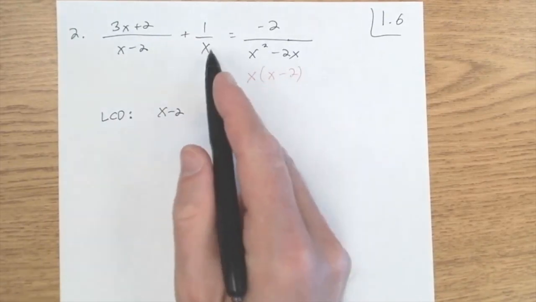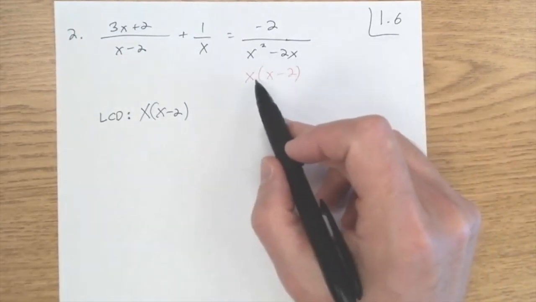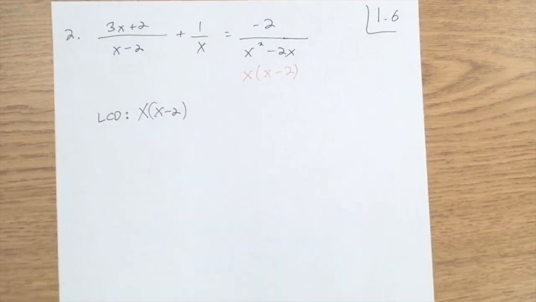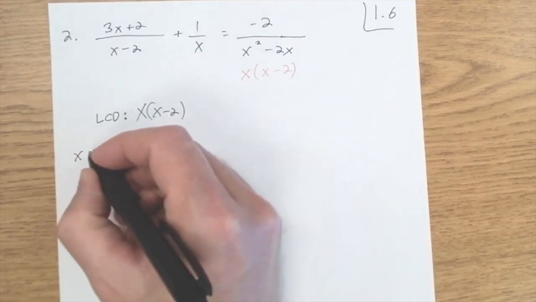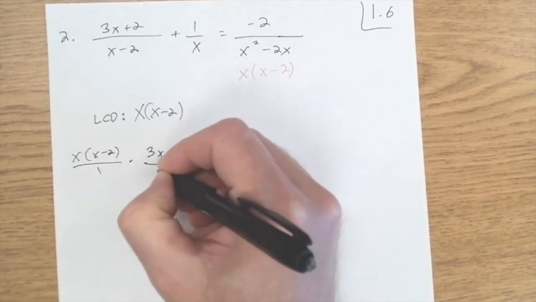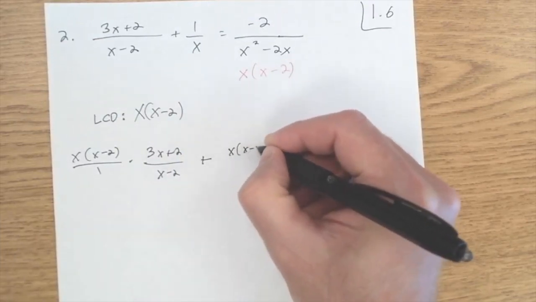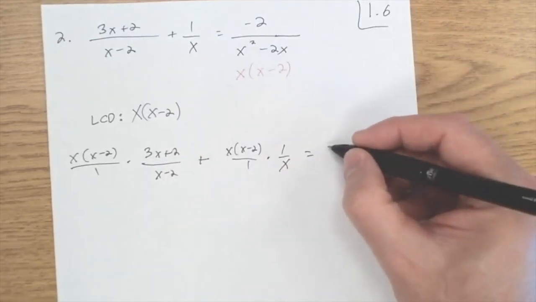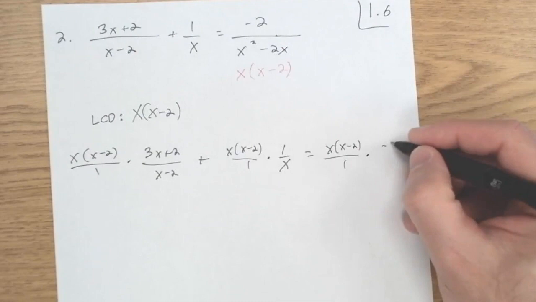Then we have an x, which is a distinct factor, so usually write that down in front. Then we get over here and we already have the x and the x minus 2, so I don't have to repeat those factors. So that's our LCD. We're going to multiply everything by x times x minus 2. All right, so if I rewrite everything, there's my LCD times the first fraction, which is 3x plus 2 over x minus 2. Then multiply the LCD over 1 times the second fraction, and then also the LCD over 1 times the last fraction.